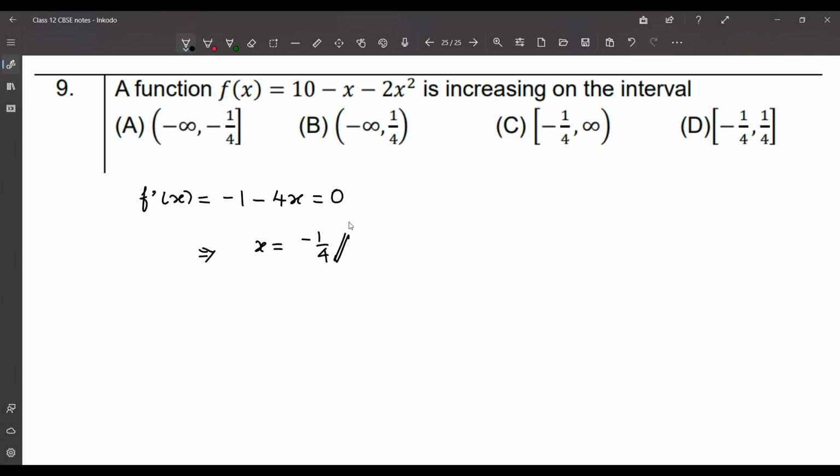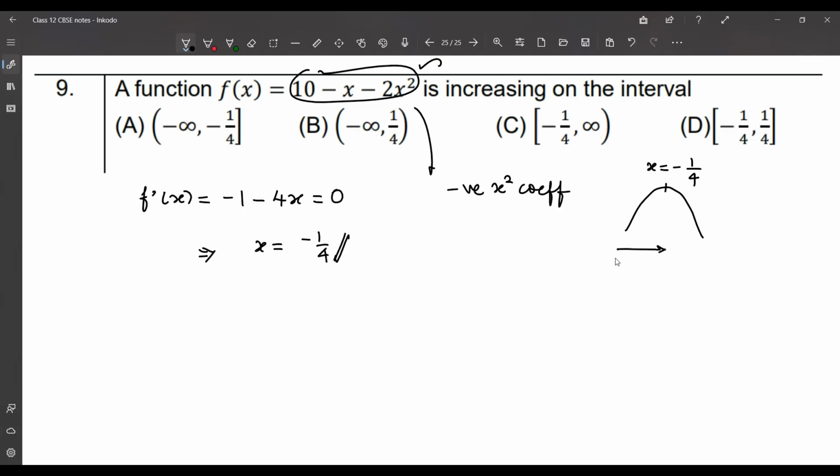And one more thing, this is a parabola. We don't have to make that interval wise increasing and decreasing. We can just observe that it is a quadratic function and it has a negative x square coefficient. If it's a negative x square coefficient, it's going to be a parabola which is inverted downwards. The critical point is x equal to minus 1 by 4, which means from minus infinity till minus 1 by 4, the function is increasing, and from minus 1 by 4 till infinity, the function is going to be decreasing.